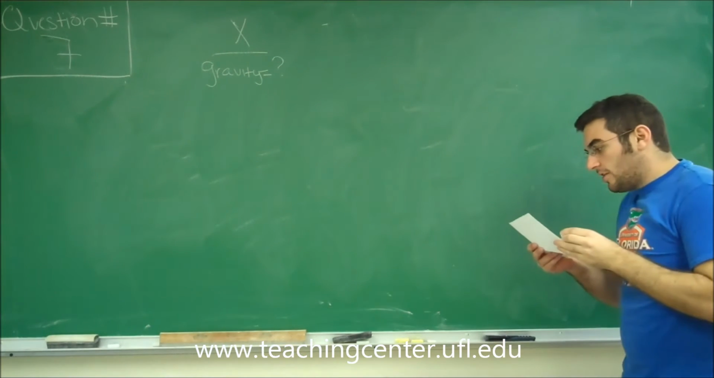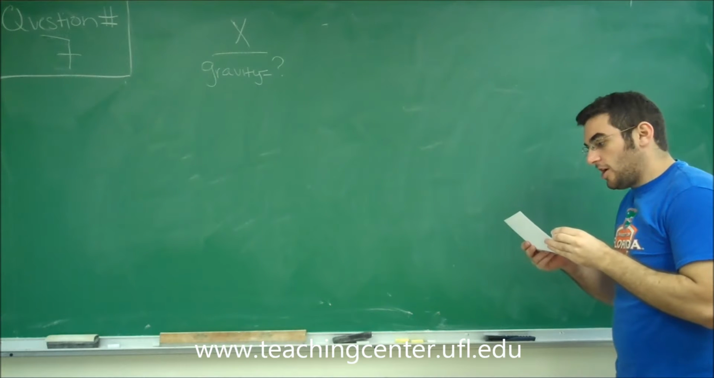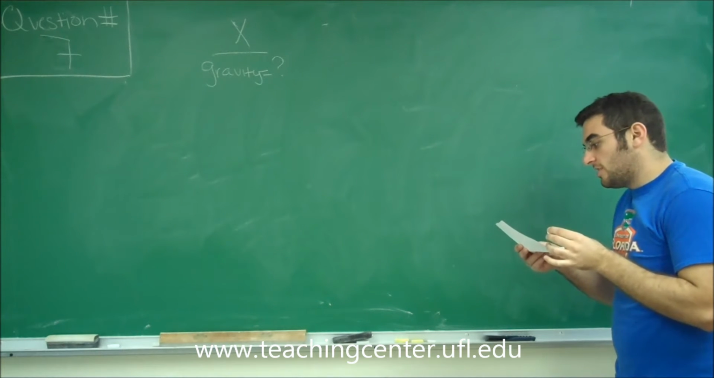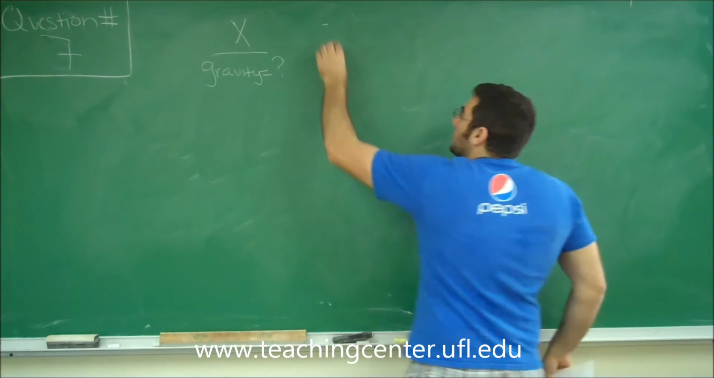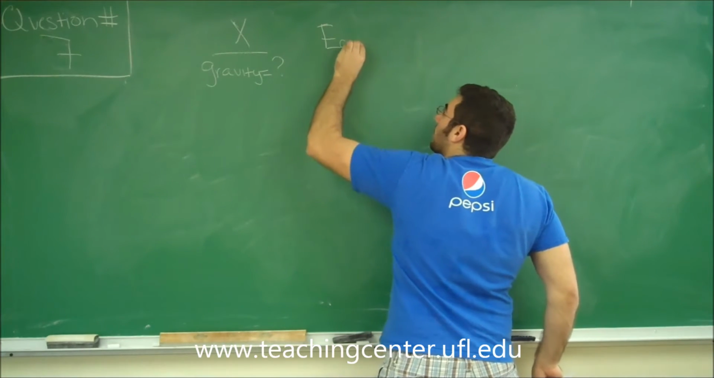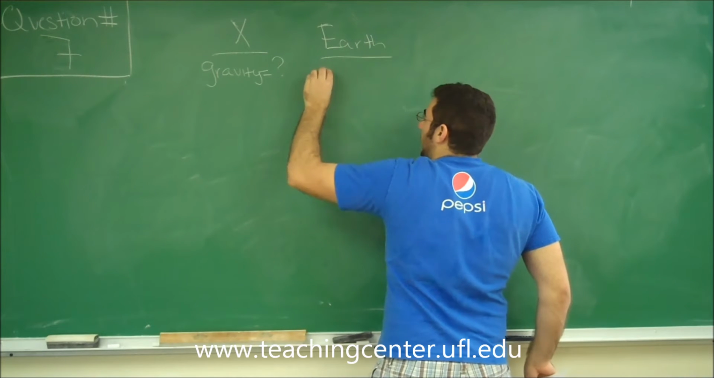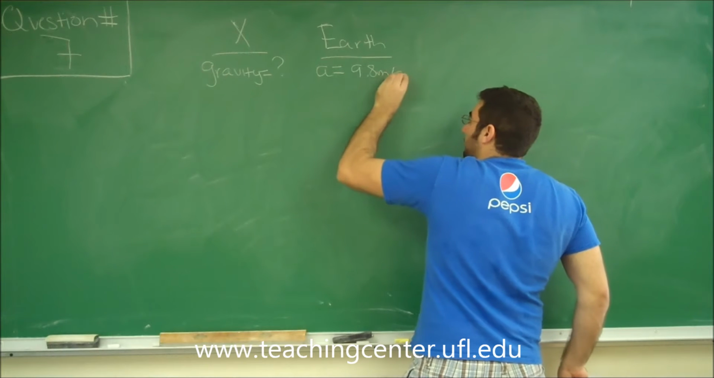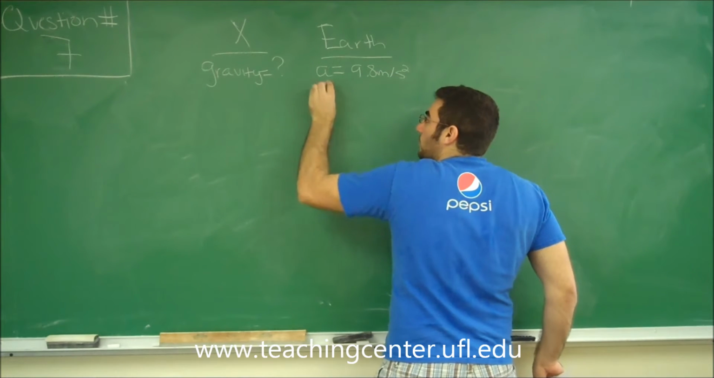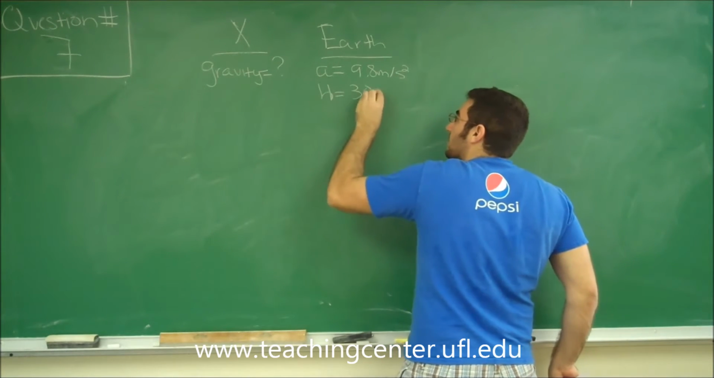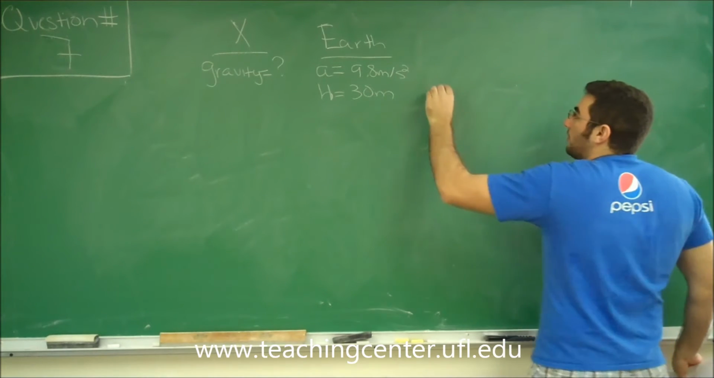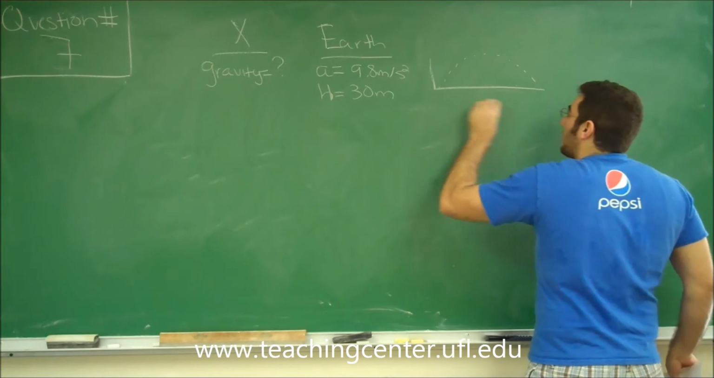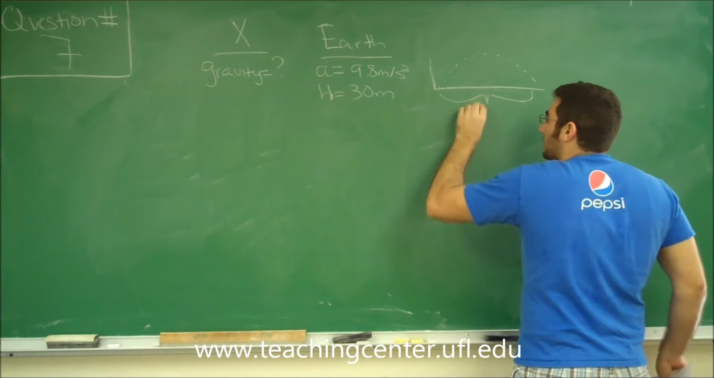It says, on Earth, her powerful dart gun will shoot a dart a maximum horizontal distance of 30 meters before the dart returns to the same height from which it was shot. So we know on Earth, acceleration due to gravity is 9.8 meters per second squared. And it says that you go a maximum horizontal distance of 30 meters when this dart is shot like a projectile. So this is a maximum of 30 meters.